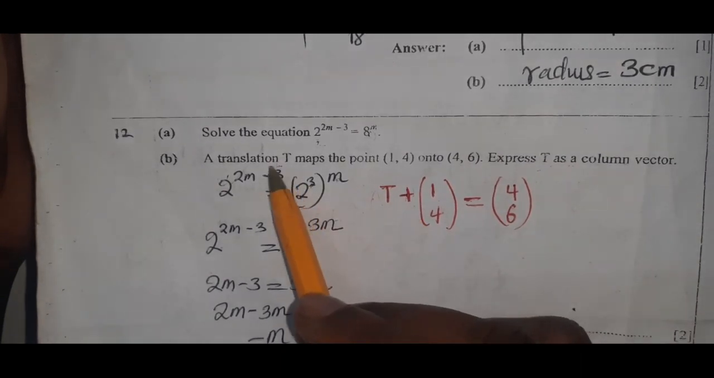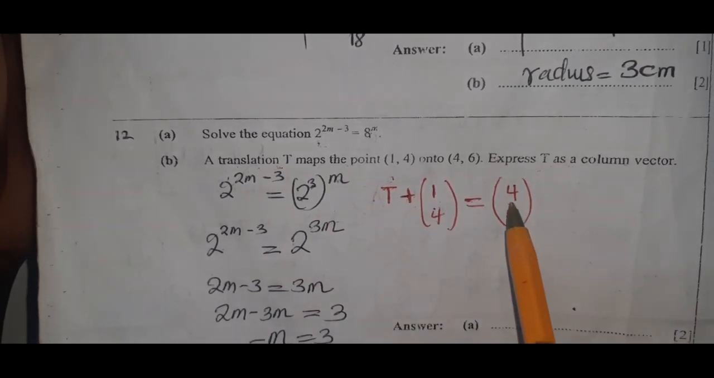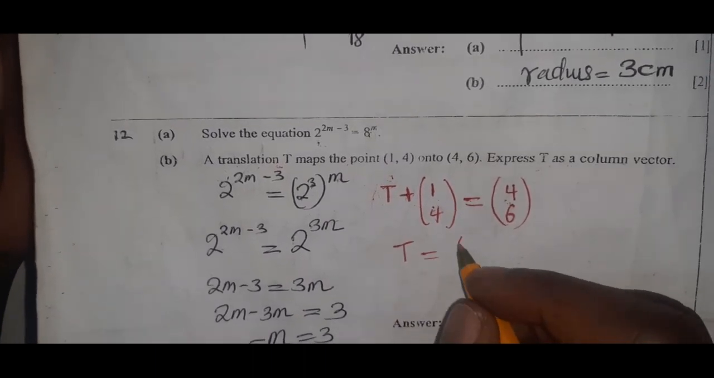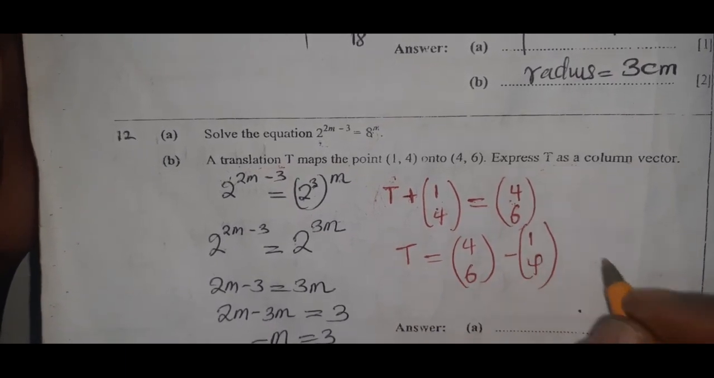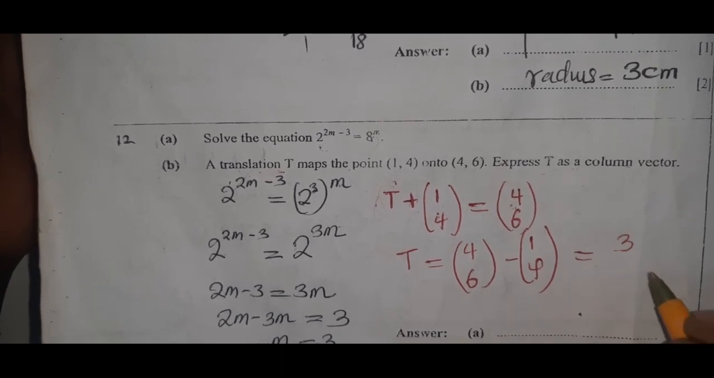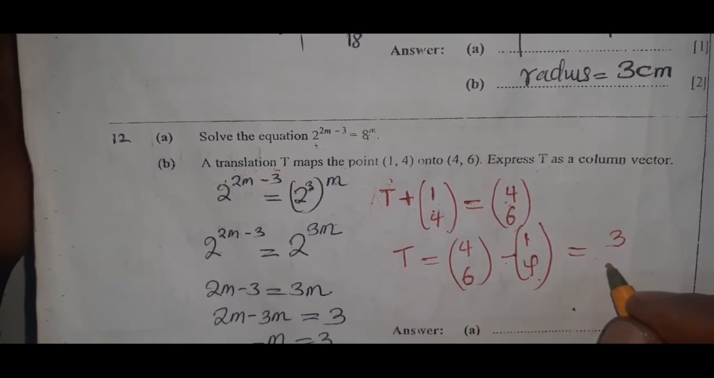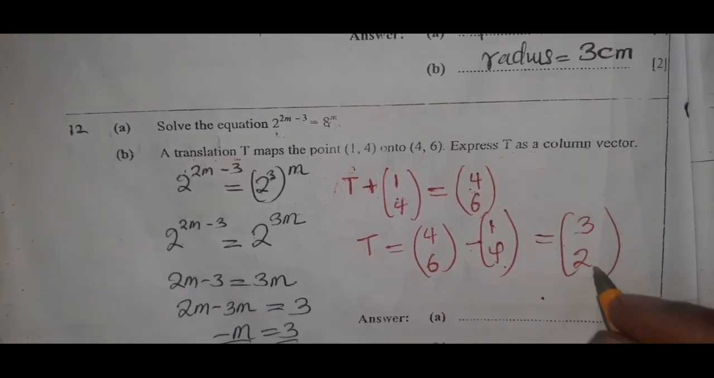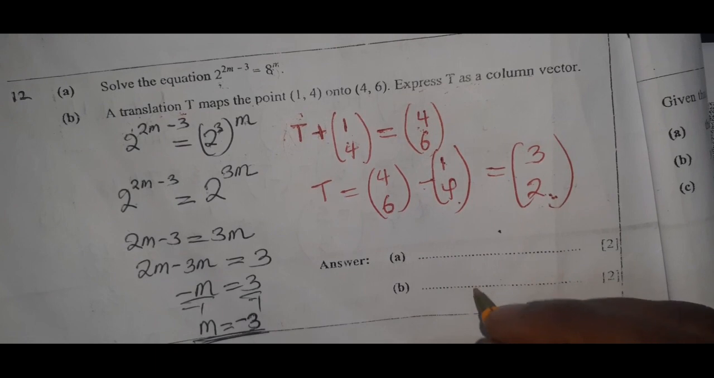What is this? This translation here maps this point onto this one. This is the object and this is the image. So what are we supposed to do? So we're going to say 4 minus 1. What are we getting here? 4 minus 1 is giving us 3. 6 minus 4 is giving us 2. Okay. So basically this is T, as express T as a vector column. So this is what we're going to have here.